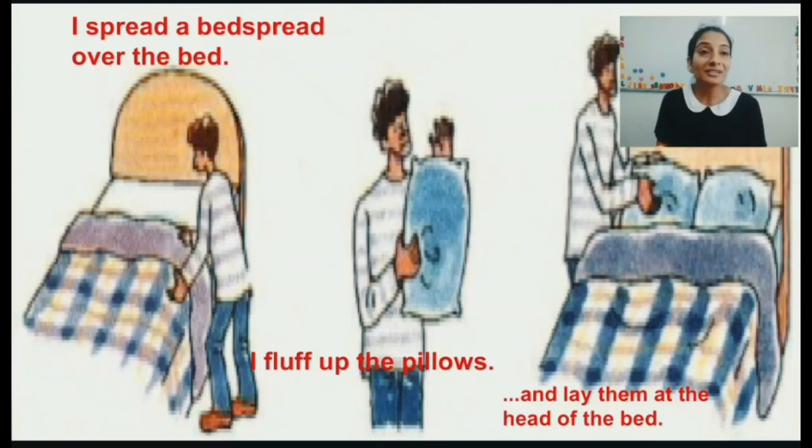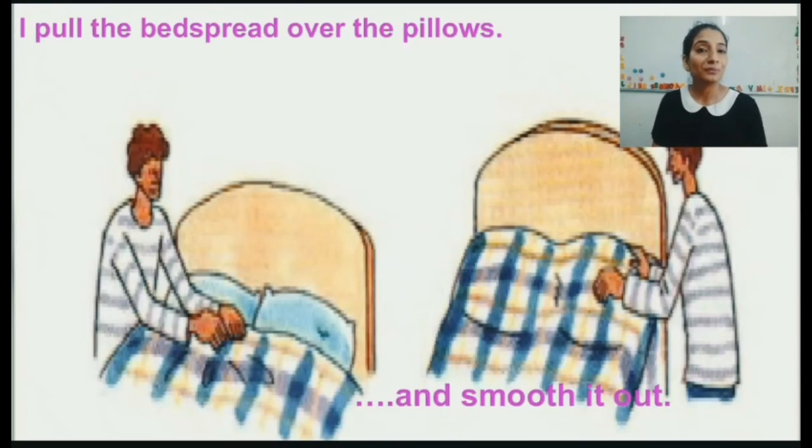What do I do next? I fluff up the pillows and then I lay them at the head of the bed, not at the foot of the bed, okay? Then what do I do? I pull the bedspread over the pillows to avoid any kind of bugs getting in my bed, right? And then if I see any wrinkles in my bedspread, I smooth it out, okay?